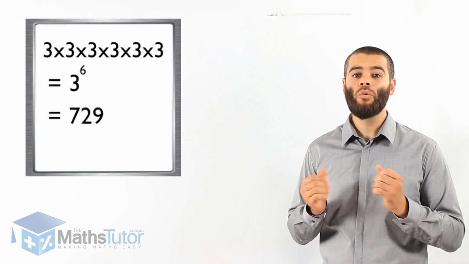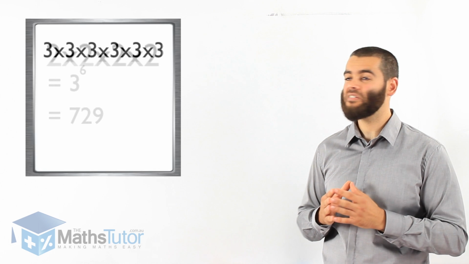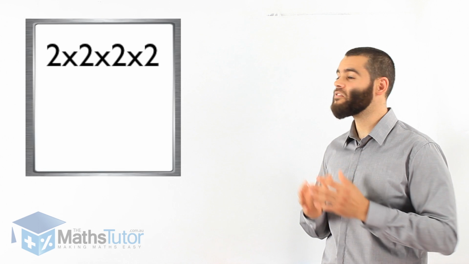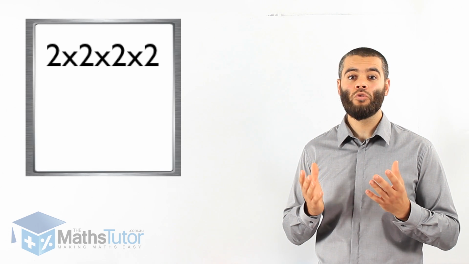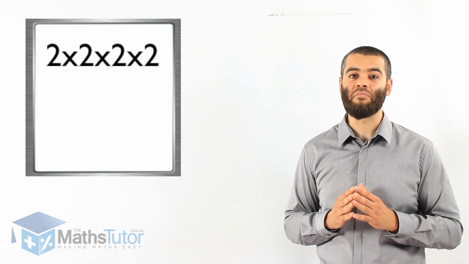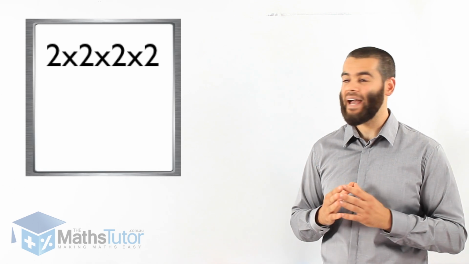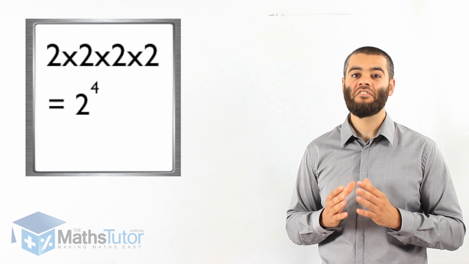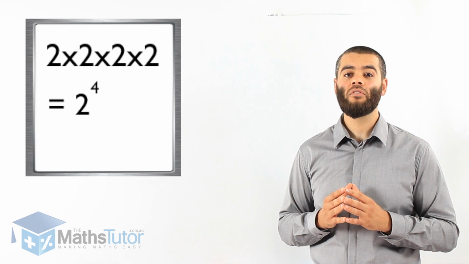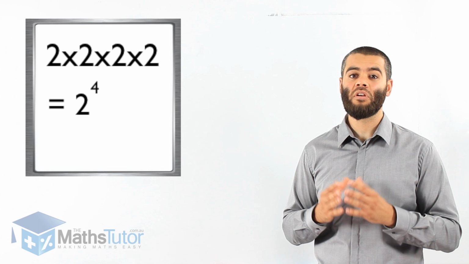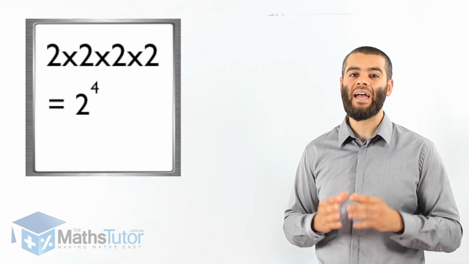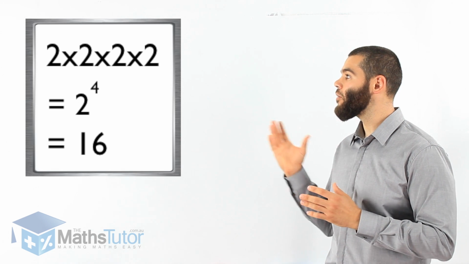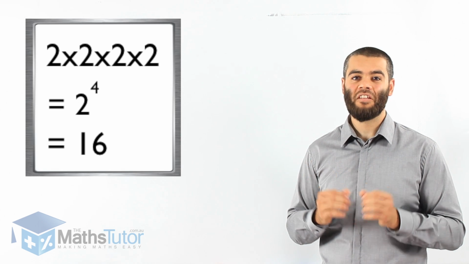Same thing, when we have a number sentence that says 2 times 2 times 2 times 2, it is 2 times itself 4 times. So that means we write it as 2 is the base number and 4 is the index, 2 to the power of 4. 2 times 2 is 4, times 2 is 8, times 2 is 16. So 2 to the power of 4 is 16.